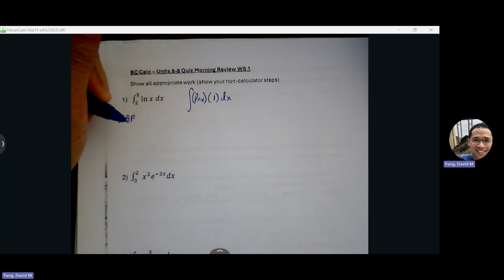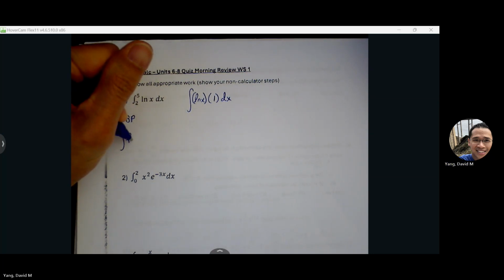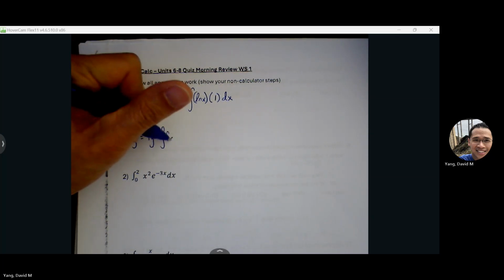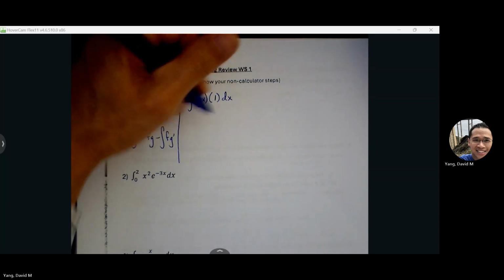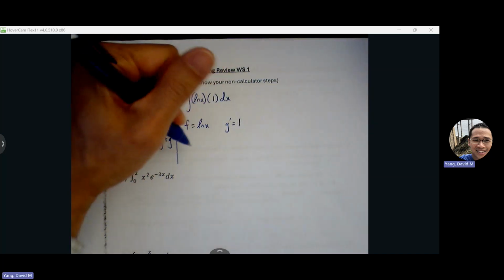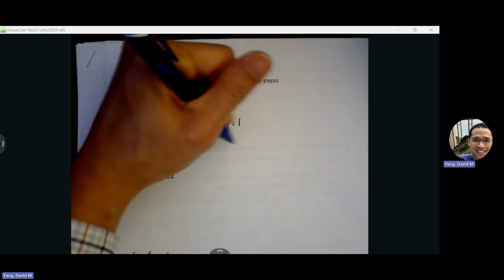We can't do tab method since there's logs involved. So f has to be assigned natural log, and g prime has to be assigned the 1. F to f prime, and g prime to g.